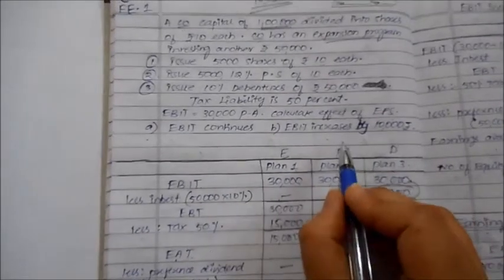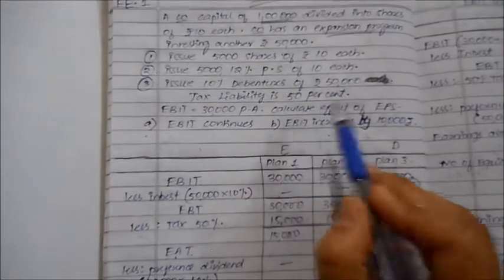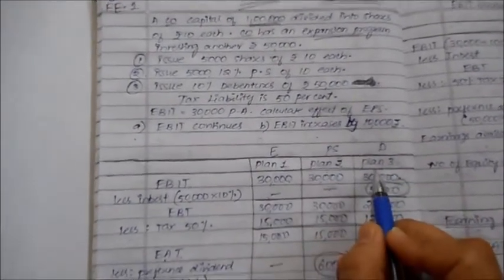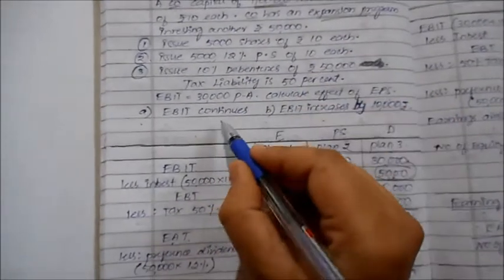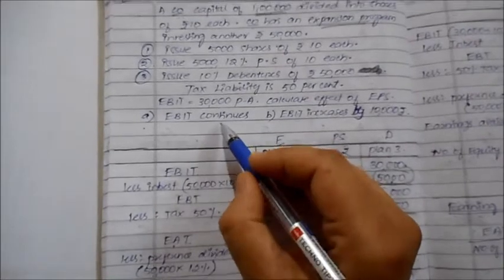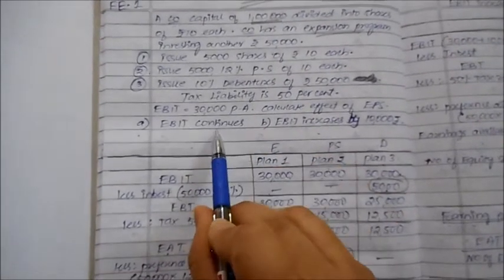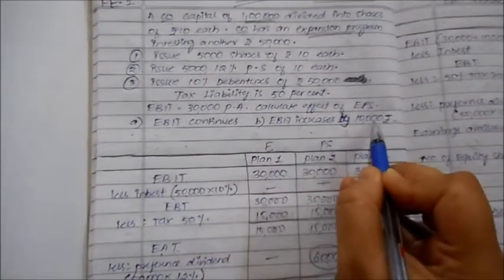Now what you're expected to do is, the 50,000 is raised among these three options, so we will have three different plans, right? What is being asked in addition is: tell me what the calculations would be if your earning before interest and tax continues as it is, and in case it is increasing by another 10,000.